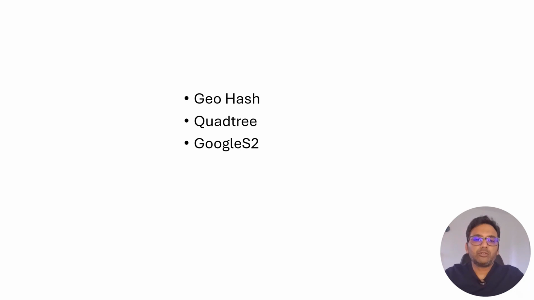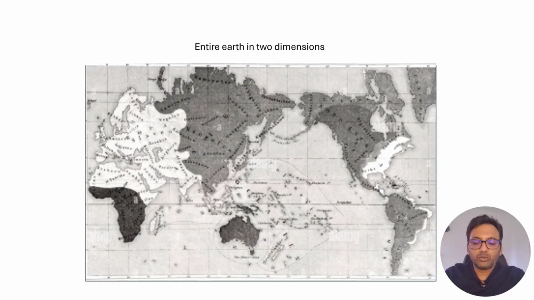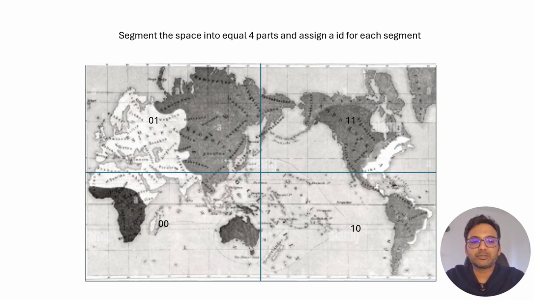So let's talk about all these three different algorithms. Let's begin with GeoHash. As you can see, this is a two-dimensional map of Earth. What GeoHash does is start splitting this entire two-dimensional space into equal size segments. Here you can see there are 4 segments, and it gives an ID for each segment.